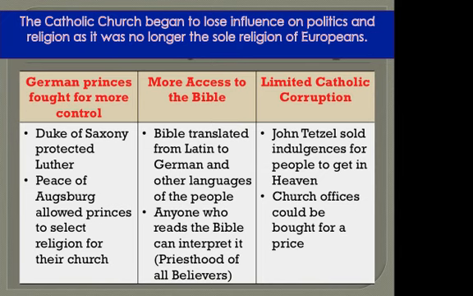Okay, as you can see, as evident, the Catholic Church was losing power over the knowledge of the Bible. Okay, look at the third body paragraph: limited Catholic corruption. That's your topic. Okay, so going back to that thesis, the Catholic Church began to lose influence as more people saw the corruption of Catholic clergy. Okay, evidence: John Tetzel sold indulgences for people to get into heaven.